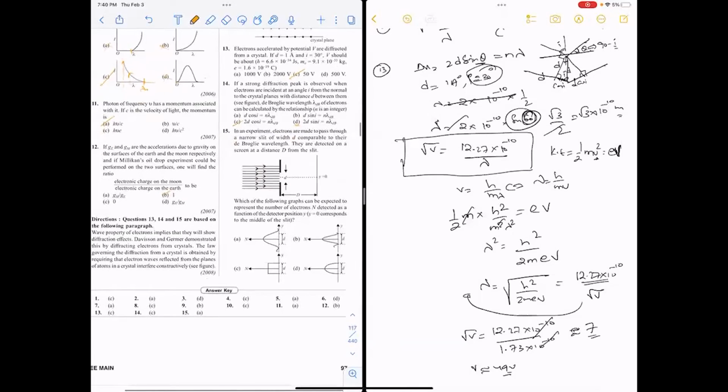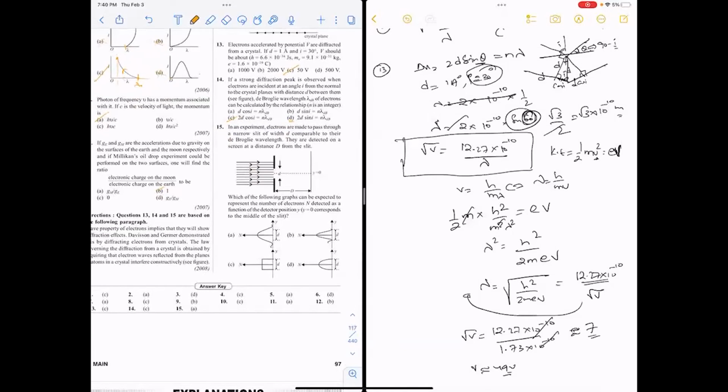This is done. 15th one, in an experiment, electrons are made to pass. This is like single slit experiment basically. Instead of light, we are using electrons to show the wave nature of electron. In an experiment, electrons are made to pass through a narrow slit of width d comparable to their de Broglie wavelength. They are detected on the screen at distance d from the slit. Which of the following graphs can be expected to represent the number of electrons detected as a function of the detector position? So which one do we have?